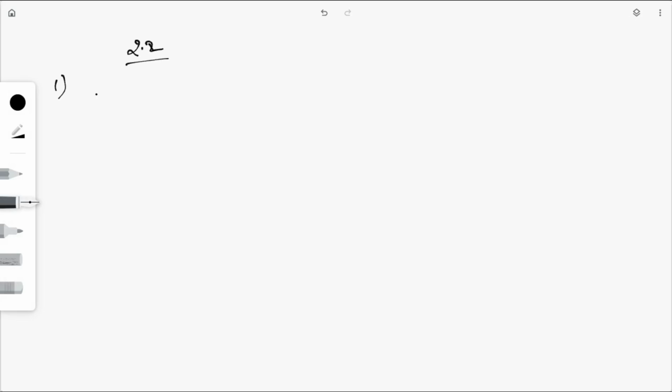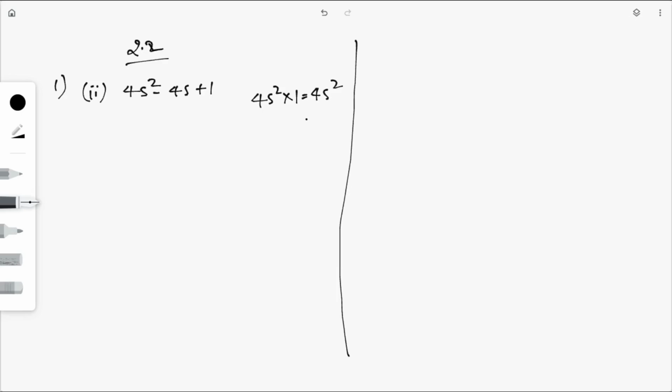Okay, we'll talk about the second question. Here it is: 4s square minus 4s plus 1. Here again follow the same steps, that is multiplying the first and last term. Before that, the given expression or equation must be in standard form. So here it is in standard form. So multiply the first and last term: 4s square into 1, 4s square.